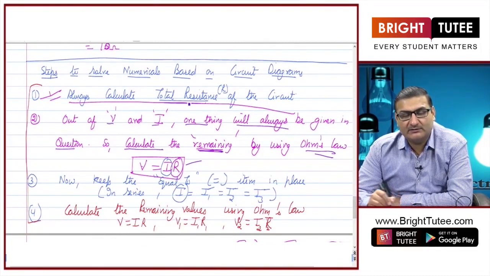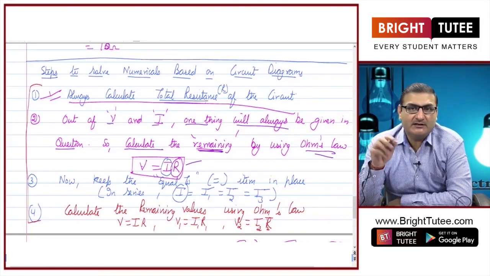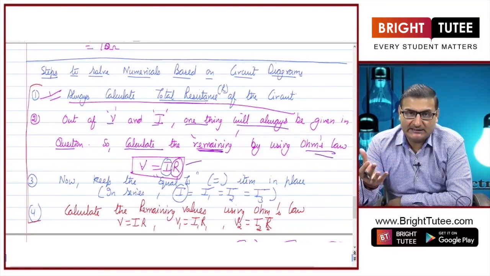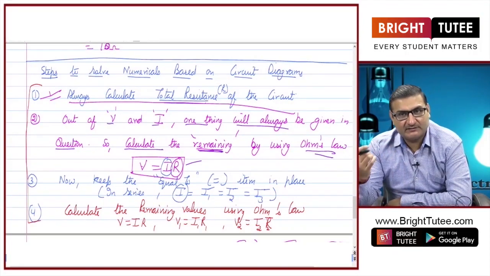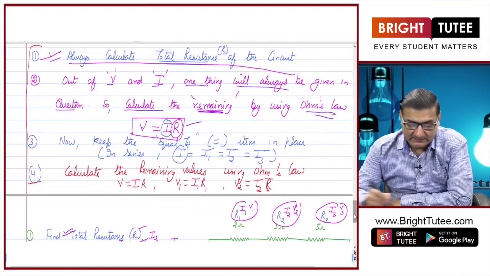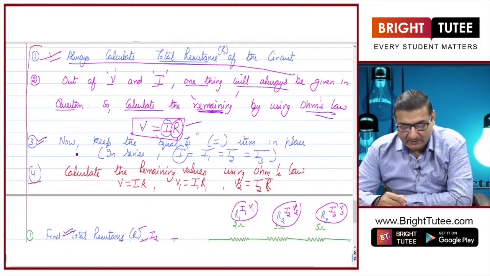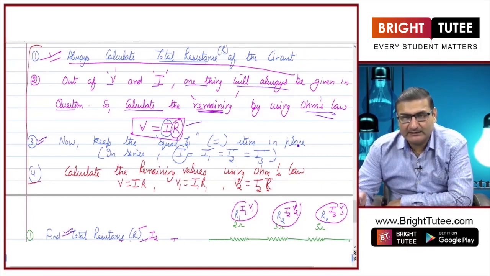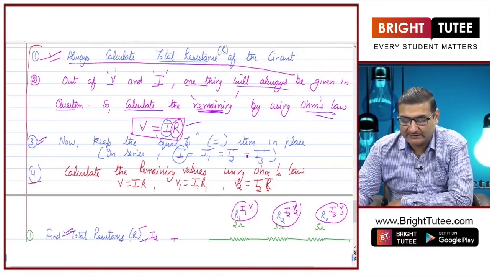Always calculate the total resistance, that we did. Then out of V and I, one thing will be given in the question, and we need to calculate the other thing, which we did using Ohm's law. If the question asks something further, I will take up my third step: in series we know that I is equal to I1 is equal to I2 is equal to I3.